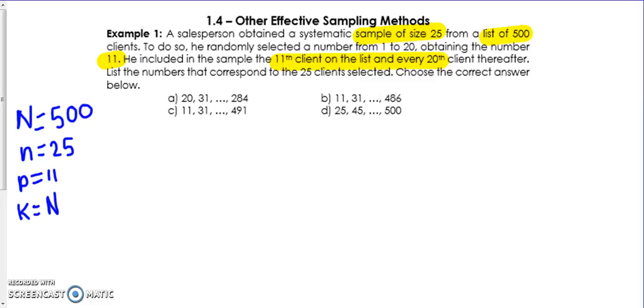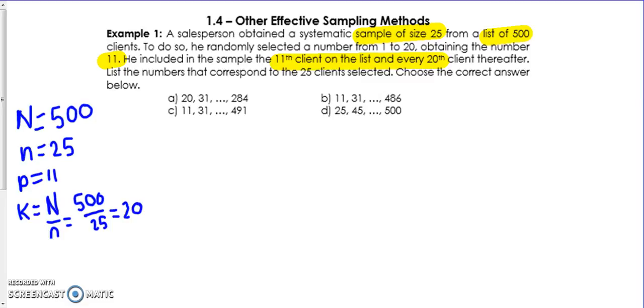So K is going to be capital N divided by lowercase n. So that's going to be 500 divided by 25. So we're going to obtain 20. So now that we have all the key information, we can obtain our list.